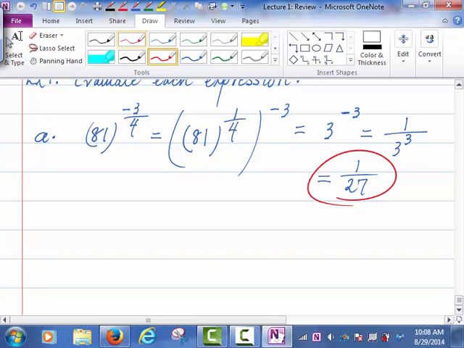Let's look at another one. How about I have 3 to the 21 divided by 3 to the 15? What is that? When you have the same base, different exponents, what's the rule? You subtract the exponents. And in this case, what do I get? 3 to the 6.